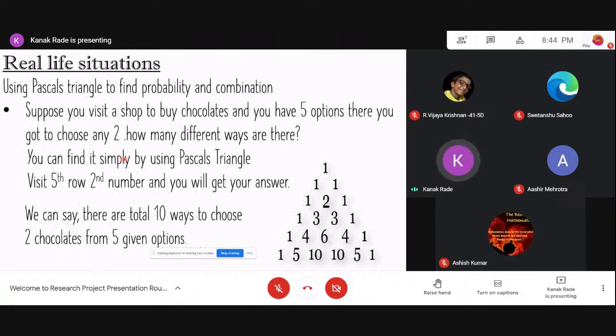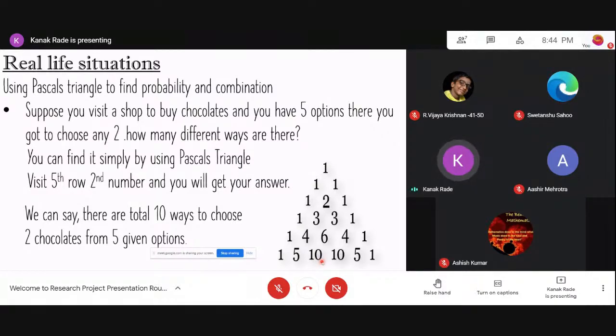Real life situations. Using Pascal's triangle to find probability and combination. Suppose you visit a shop to buy chocolates and you have 5 options. Then you got to choose 2. How many different ways are there? You can simply go by using Pascal's triangle. Visit the 5th row, 0, 1, 2, 3, 4, 5, and the second number, 0, 1, 2, and you will get your answer. We say there are a total of 10 ways to choose 2 chocolates from 5 given options.